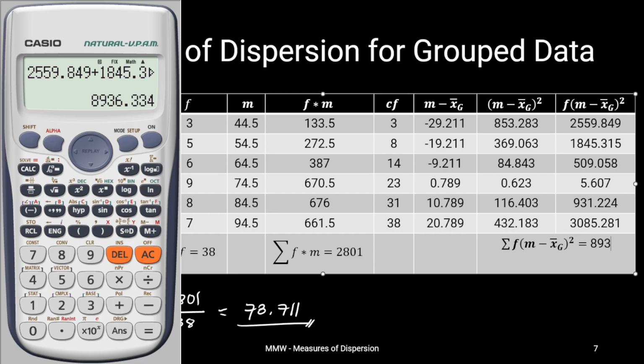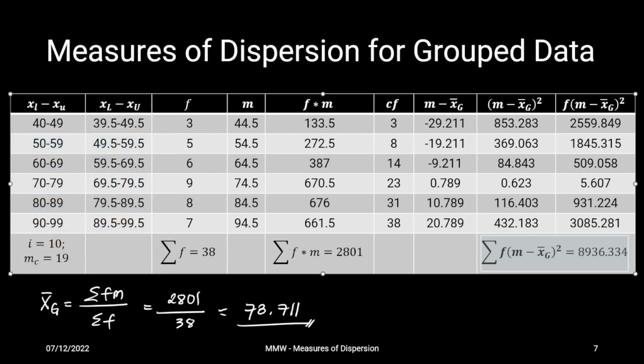8936, let's put it inside, 8936.334. And so this is the sum. So later, for the computation of the range, the variance, and the standard deviation, we will be using this populated table.